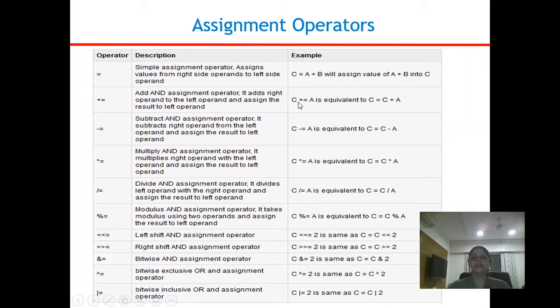So if I am writing C plus equal to A, this is equivalent to writing C is equal to C plus A. Whenever you want to write the same variable on both sides, then instead of writing C is equal to C plus A, you can write C plus equal to A. Same way here, when we are writing C is equal to C divided by A, at both places variable C is the same, and hence instead of writing it like this, we can go for the shortcut operator, that is C slash equal to A. So these shortcut assignment operators you can also use while writing the program.